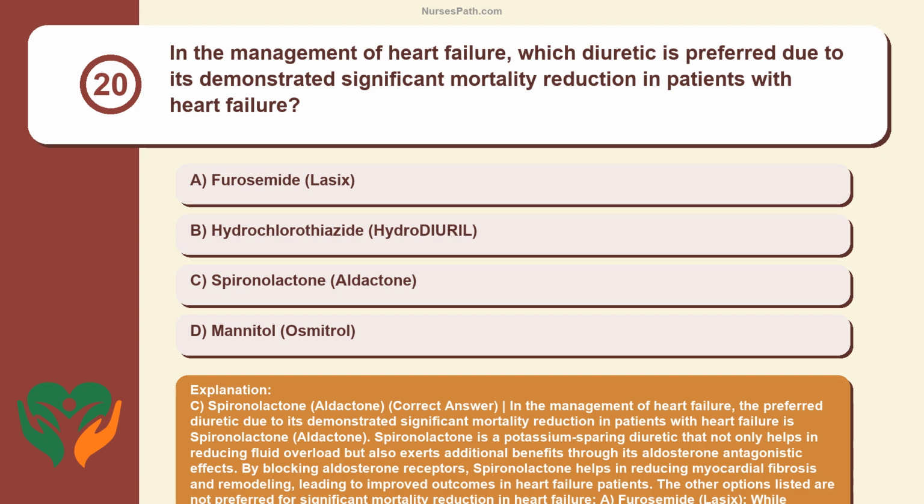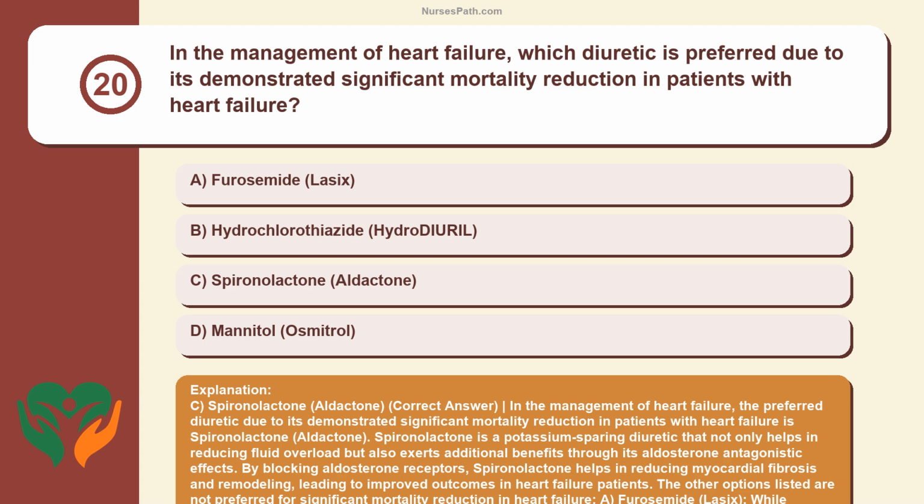It is more commonly used for hypertension and edema due to other causes. D. Mannitol. Osmotrol mannitol is an osmotic diuretic that is not commonly used in the management of heart failure. It is more often used for conditions such as cerebral edema or acute kidney injury.